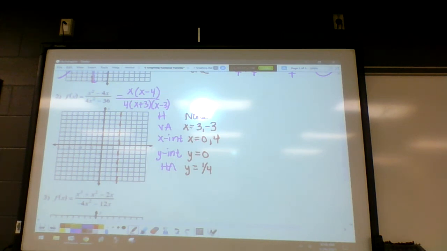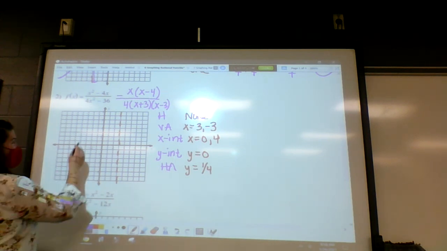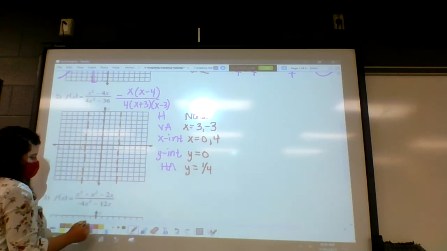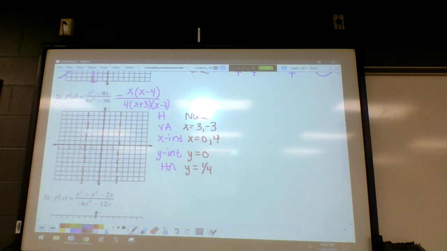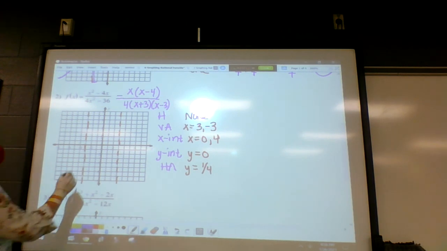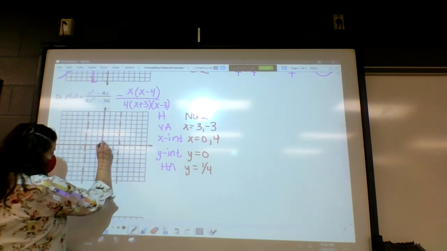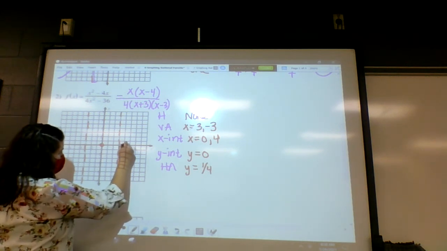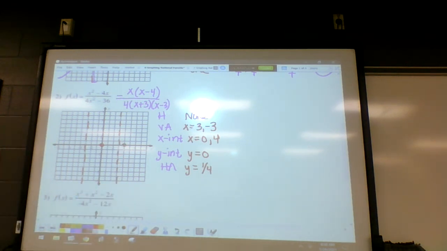So vertical asymptote at 3, yes. Another vertical asymptote at -3. No holes, so we don't have to worry about those later. X-intercepts, one here at 0. The other one is at 4, so 1, 2, 3, 4, right there. And y-intercept at 0, that's already on there, yes. And then horizontal asymptote at 1/4.